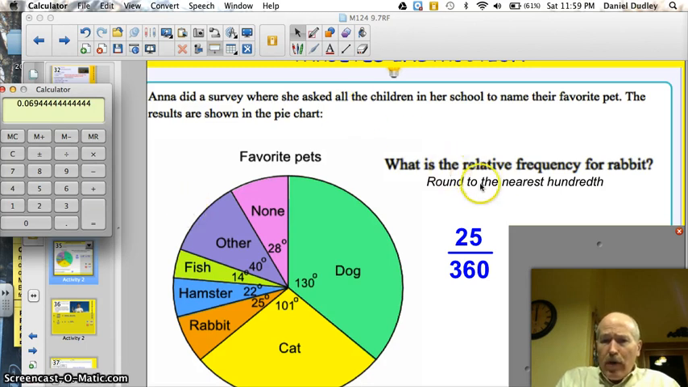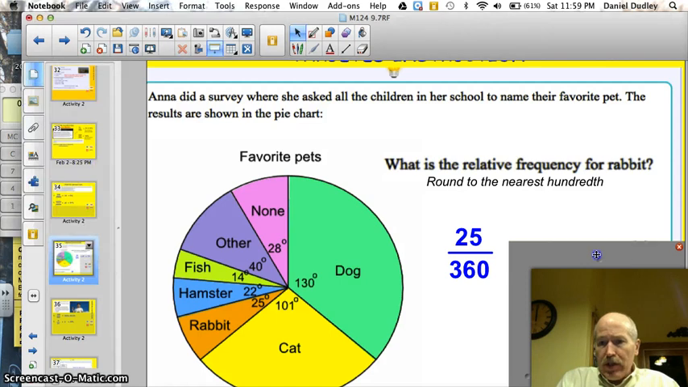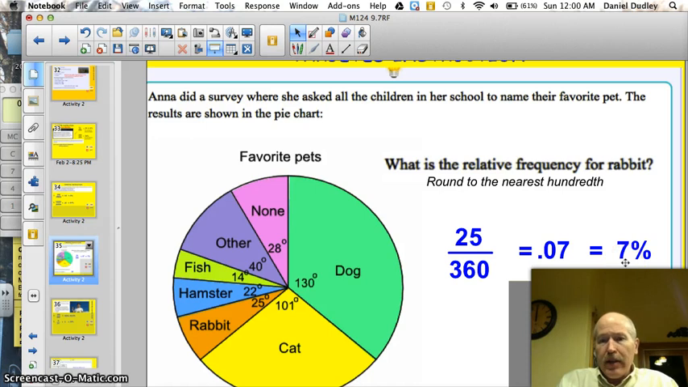All right. Now, if I take a look at that, I want it rounded to the nearest hundredth. So I have to look at the thousandths, and that is a 9, which is big enough to bounce that number up to 0.07. We round up to 0.07, which of course is 7%. Relative frequency for rabbit being the favorite pet, 7% or 0.07.